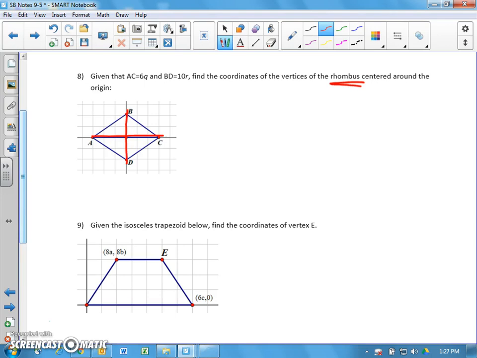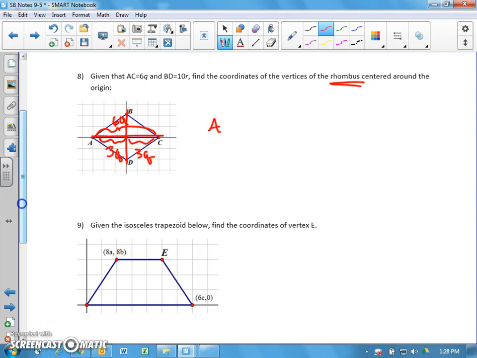So now we have to think about what do we know about the diagonals of a rhombus. And if you need to flip back in your chart, go ahead and do so. Make sure that you know what properties you're looking for. And for a rhombus, we know that our diagonals are perpendicular, but also because it's a parallelogram, we know that our diagonals bisect each other, which means if this distance is 6q, then each one has to be half of that. This is going to be 3q, and this is going to be 3q.